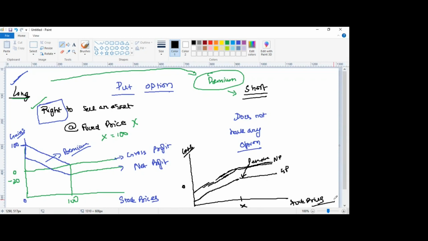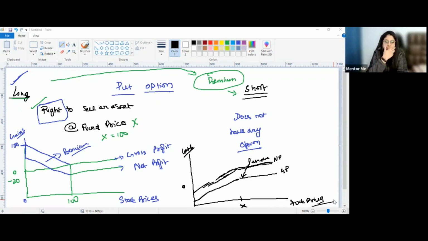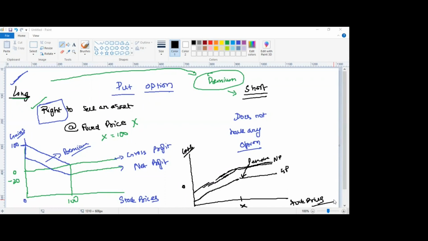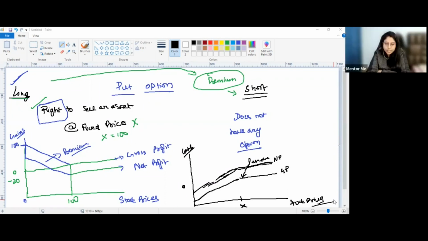Ma'am, for the long party, the profits can be unlimited, right? No, no. Minus the premium paid. For the put party, the long put party will gain only when the prices fall, and the maximum the prices can fall is 100, to 0. Right? So there is an upside limit.